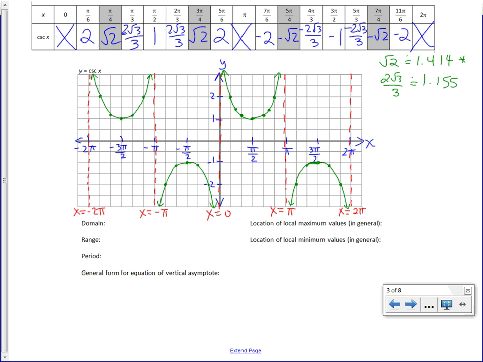So once you get the hang of it, it's not that bad to draw. Does that make sense? So that's the shape that we're working for this graph. So this is the graph of cosecant.